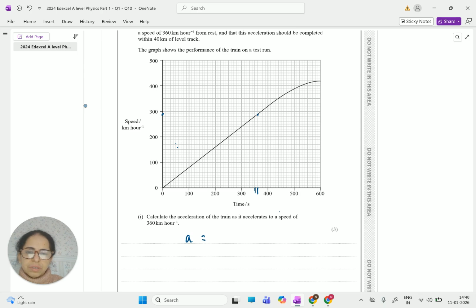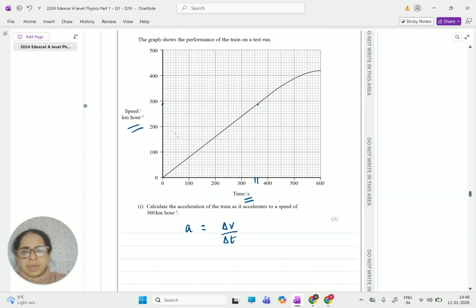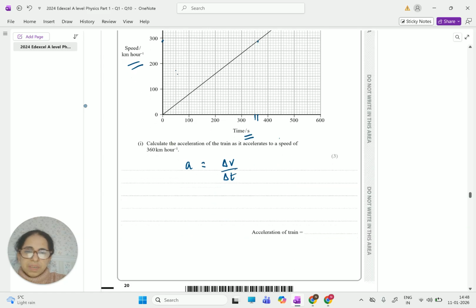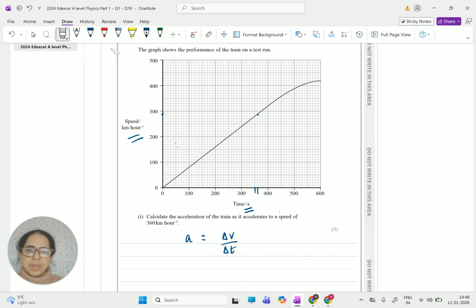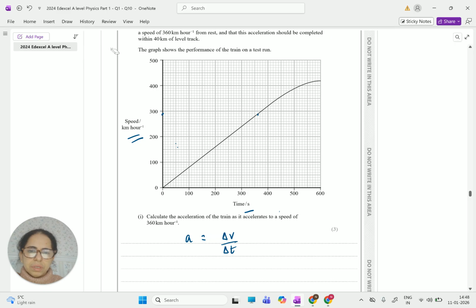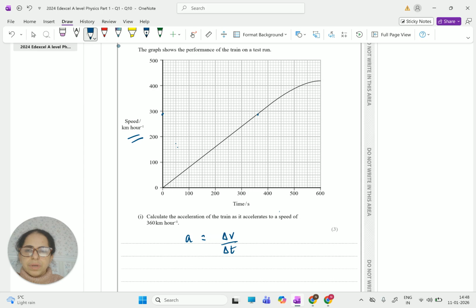So acceleration is just the change of speed over time. Just make sure this is in seconds and this is in kilometers per hour, whatever unit you need to do. I have decided that I'm going to convert time to seconds. Okay, I made a mistake here. No, it's not the time up to 360. The speed is up to 360. I'm sorry.